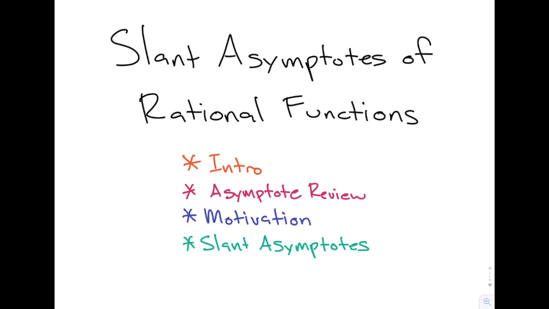In this video, we're going to look at what happens when the degree of the polynomial in the numerator is greater than the degree of the polynomial in the denominator. To get started, we'll take a quick look at what we've learned up to this point regarding asymptotes. We'll work through a problem where we have a rational function that has a slant asymptote, and then I'll give a formal definition of slant asymptotes.